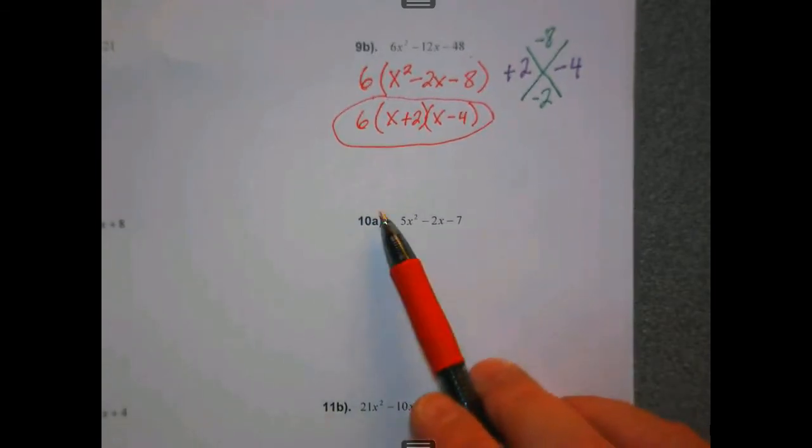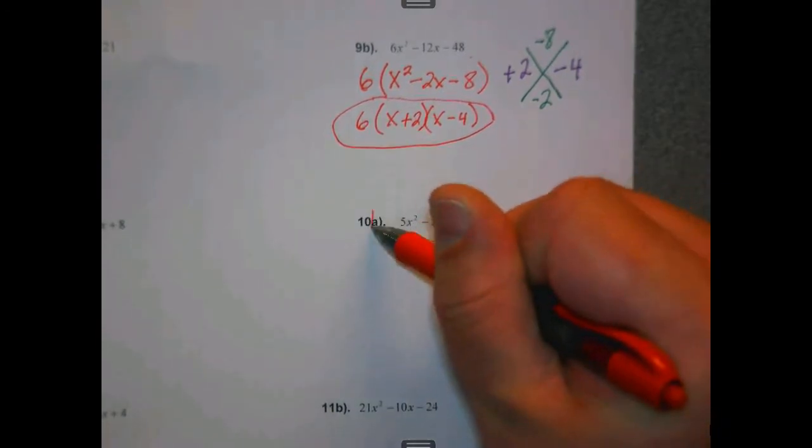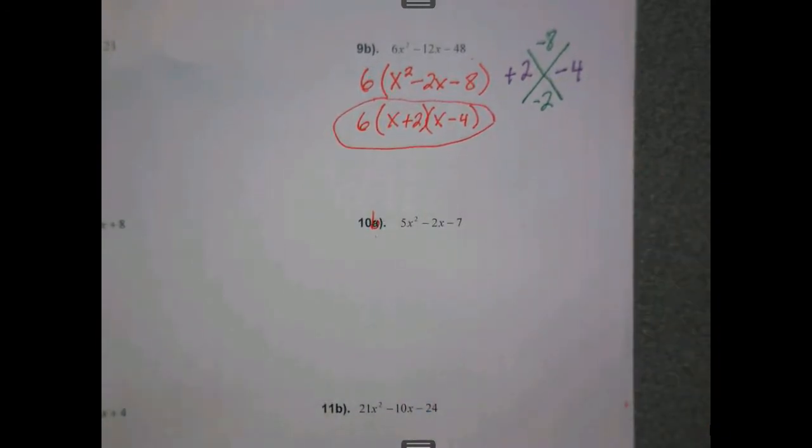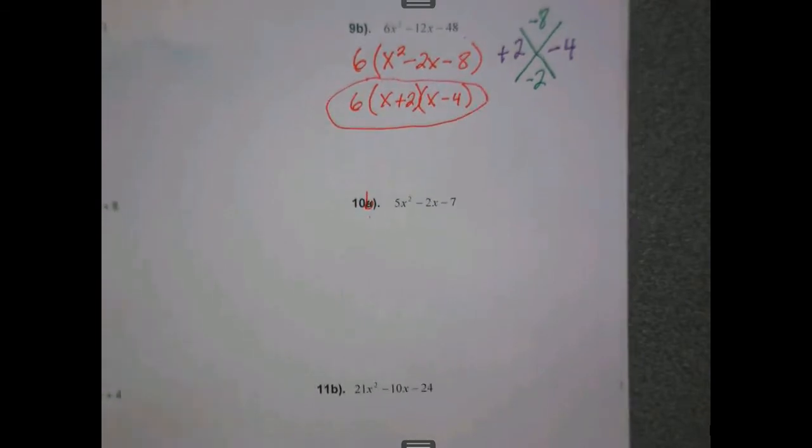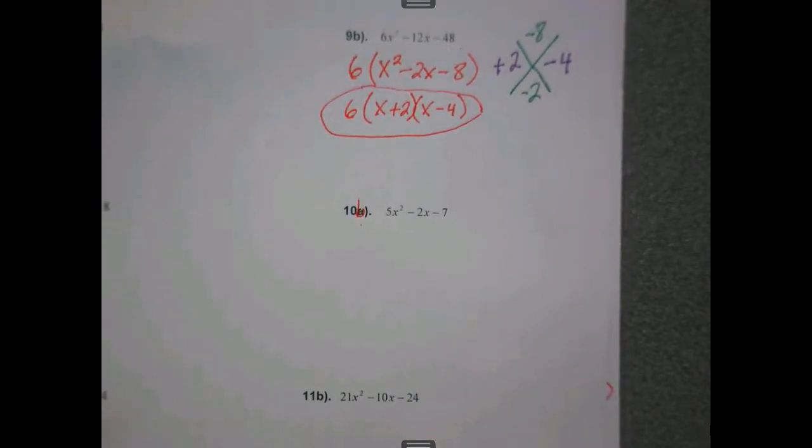This should be 10B, right? A typo. Somebody could be held accountable for that.